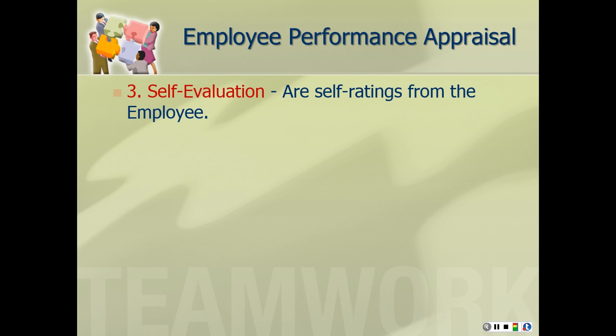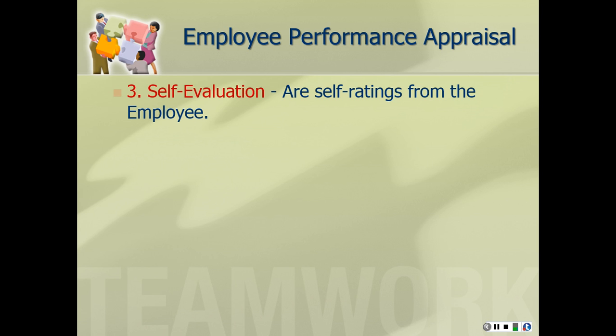There's also what's called a self-evaluation. I've had to fill a few of those out. They're hard to do, but you really have to sit and think and be honest with yourself. And it's really great if you point out some of your weaknesses.